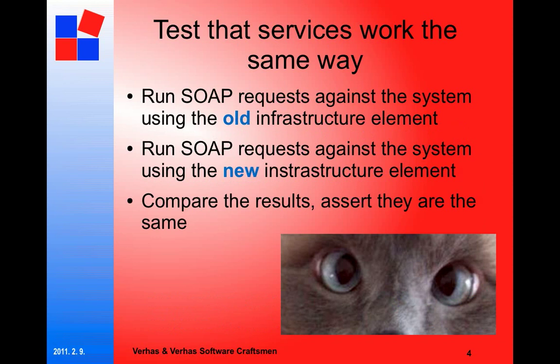The solution in this situation is that you run SOAP requests against the system on the test environment that is using the old infrastructure element. Then you run the same requests again against the services using the new infrastructure element, and then you compare the results, and you can assert that they are just the same.